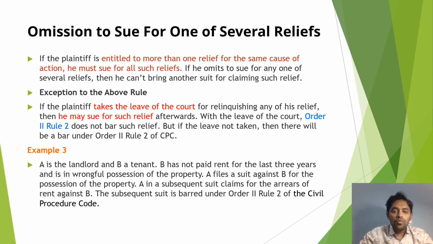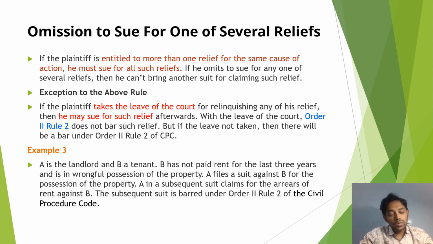Omission to sue for one of several reliefs. If the plaintiff is entitled to more than one relief for the same cause of action, he must sue for all such reliefs. If he omits to sue for any one of several reliefs, then he can't bring another suit for claiming such relief. Exception to the above rule: if the plaintiff takes the leave of the court for relinquishing any of his reliefs, then he may sue for such relief afterwards. With the leave of the court, Order 2 Rule 2 does not bar such relief, but if the leave is not taken from the court, then there will be a bar under Order 2 Rule 2 of CPC.